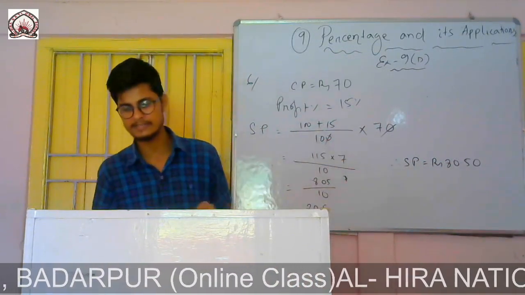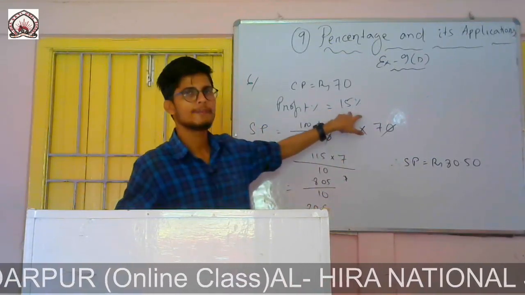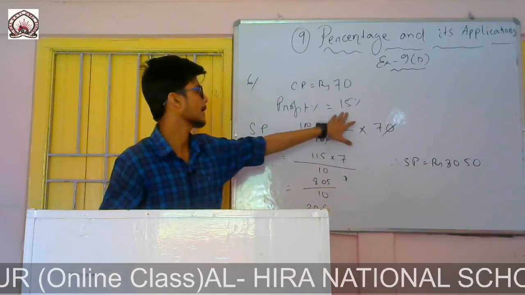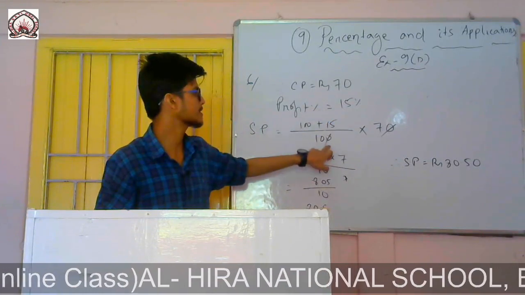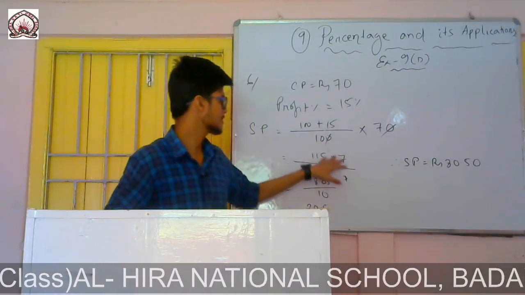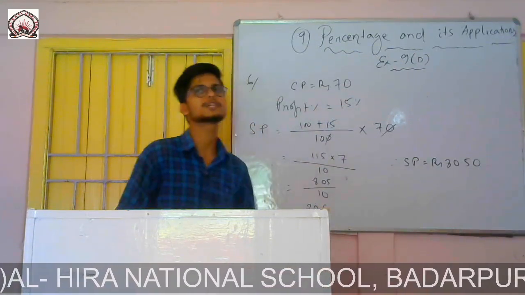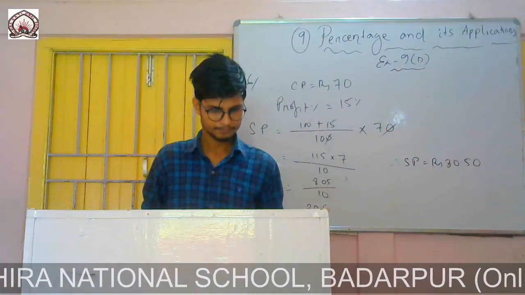The question is to find the selling price so that the profit is 15%. First of all we find the cost price of 100 eggs, then it is given 15%. We know the formula: 100 plus profit percent by 100 into cost price. The cost price was 70. I solved this and got SP as rupees 80.50. So now question number 7.